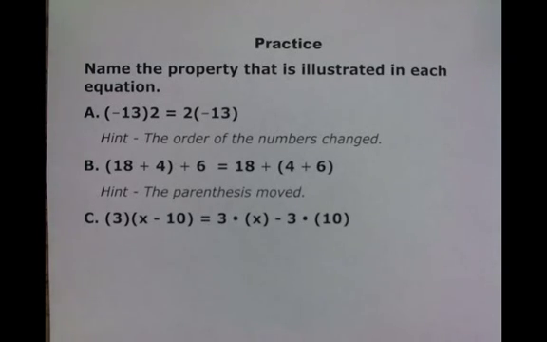Properties for practice. Name the property that is illustrated in each equation. A. Negative 13 times 2 equals 2 times negative 13.